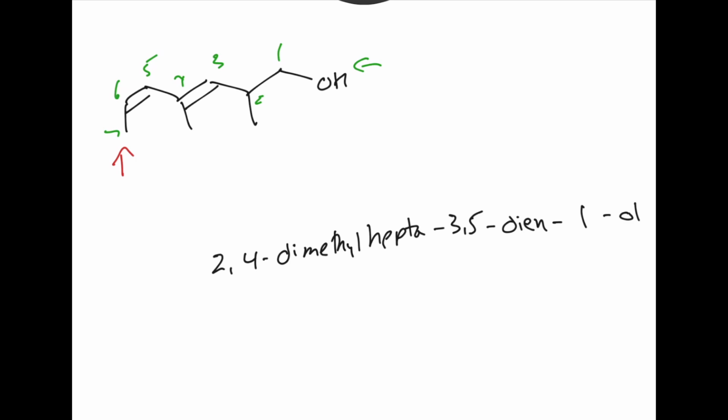What else do I have to do? E or Z? Yes. So now I've got to do 3, 5, E or Z. So let's look at the double bond at 3. We break it in half.